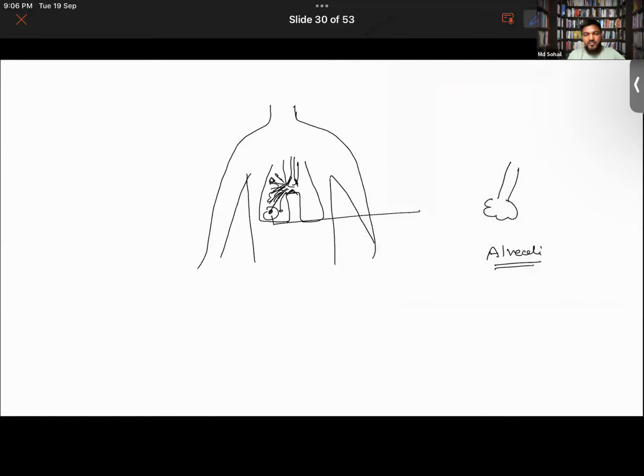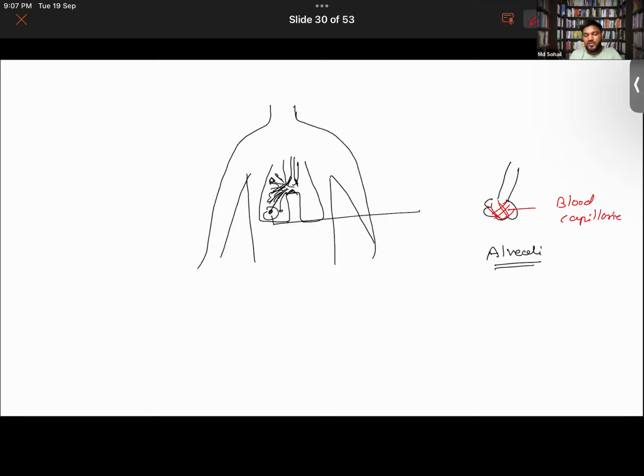Before I discuss this concept of diffusion in the case of alveoli, do tell me, what is the concept of diffusion? Is that clear or not? Yes, sir. Air molecules move from higher pressure to lower pressure. Exactly. Now you see this alveoli is covered up by the blood capillaries.